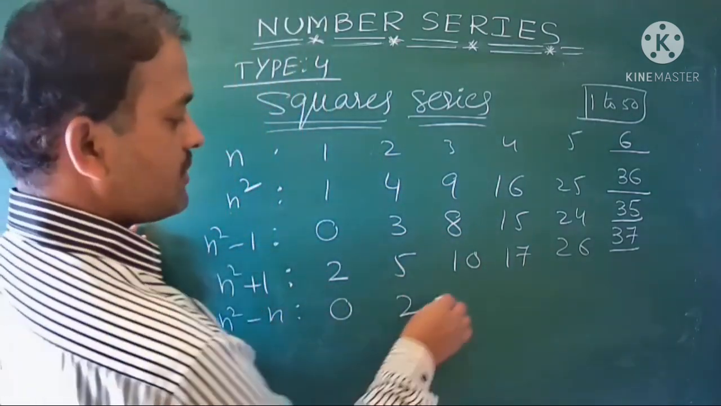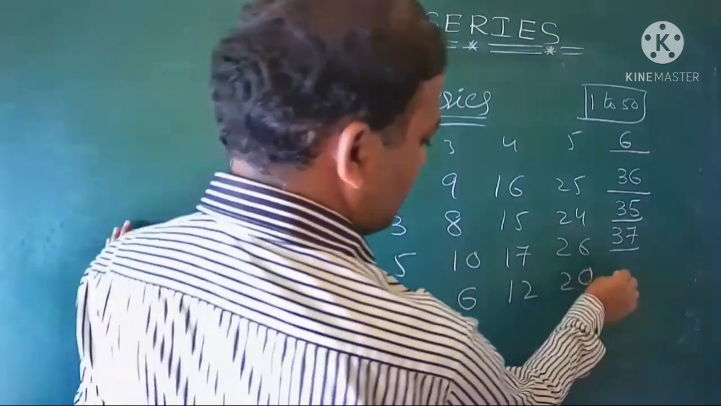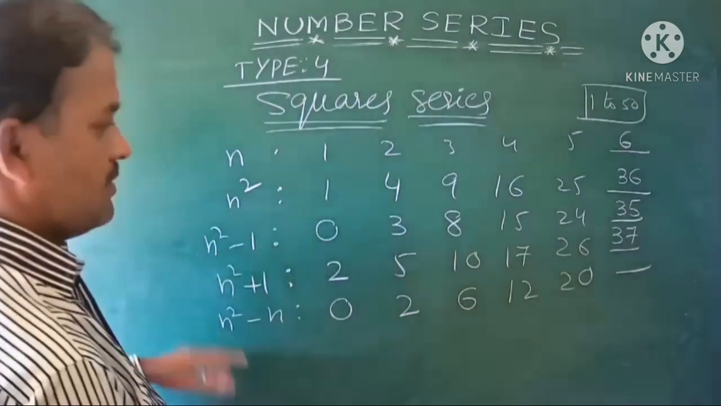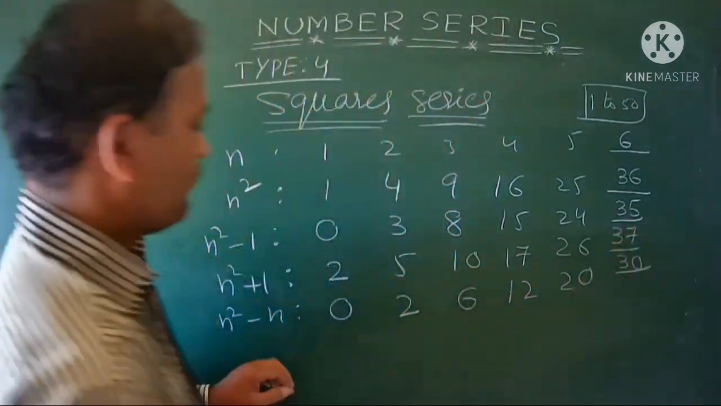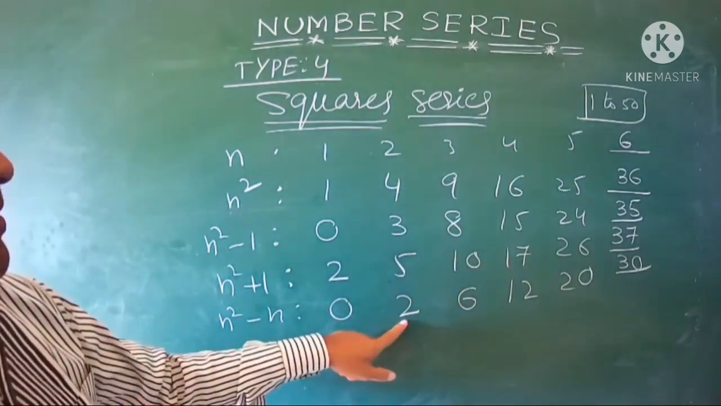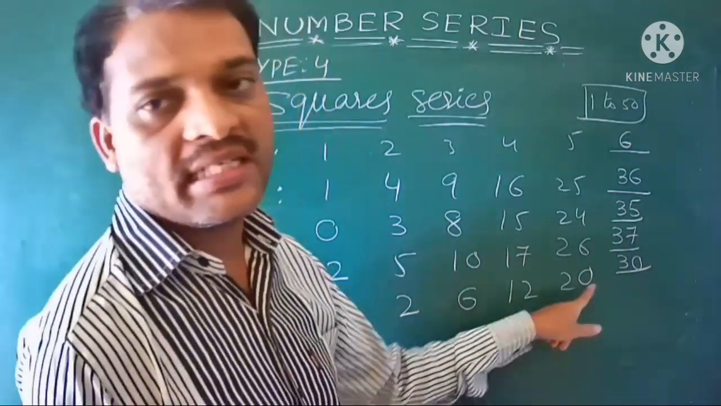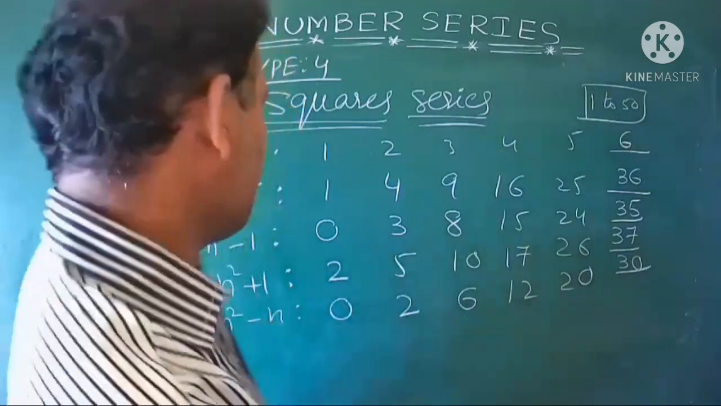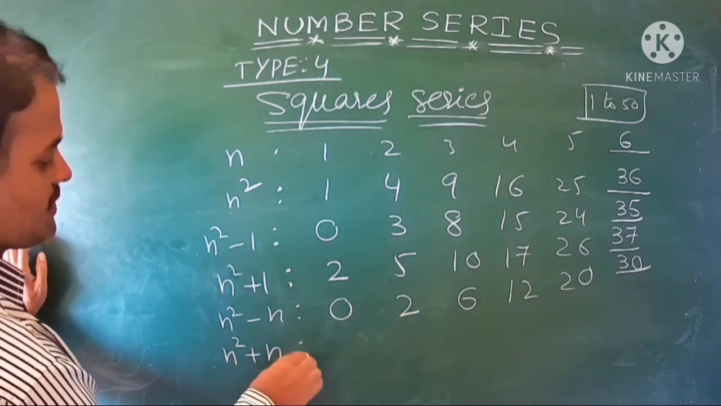And again, suppose the next values are 6, 12, 20. What will the next value be? That is 6 square minus 6, which is 30. So it is 1 square minus 1, 2 square minus 2, 3 square minus 3, 4 square minus 4, 5 square minus 5, and 6 square minus 6 will come. The last type of sum is the n square plus n relation.